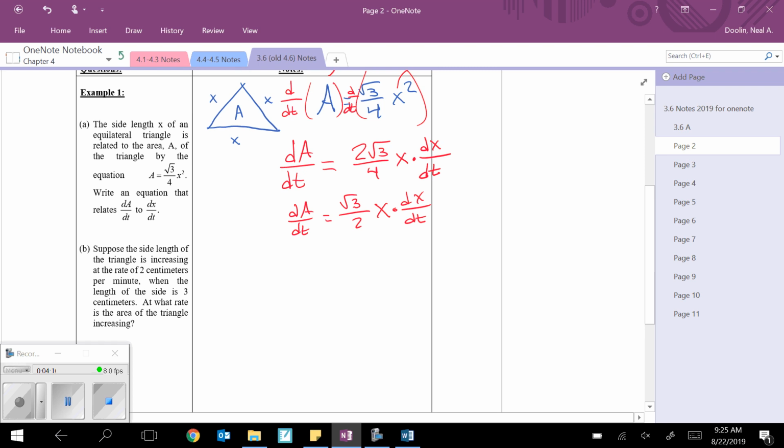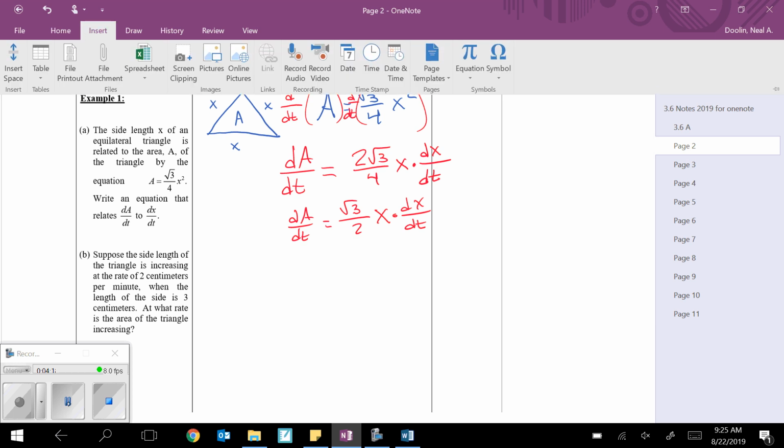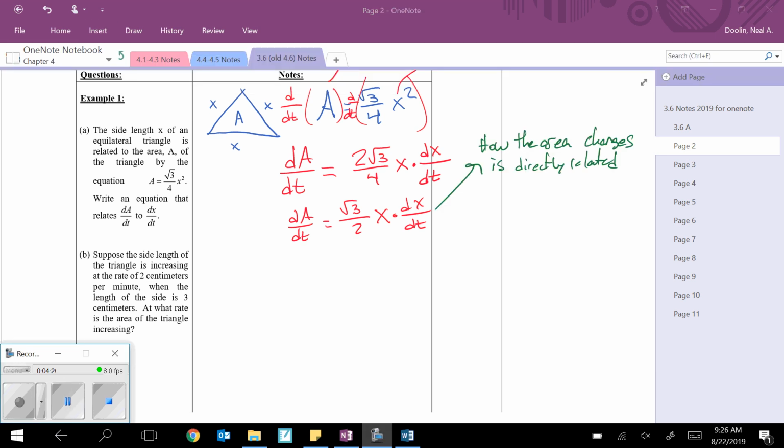So this here is telling us how the area of this triangle changes is directly related to two things. It's directly related to the side length, that's regular x. So how big the triangle is right now determines how much the area is changing, as well as how quickly that length is changing.